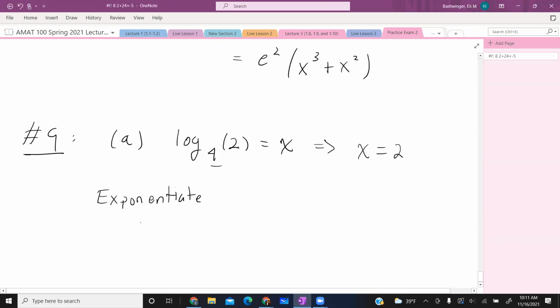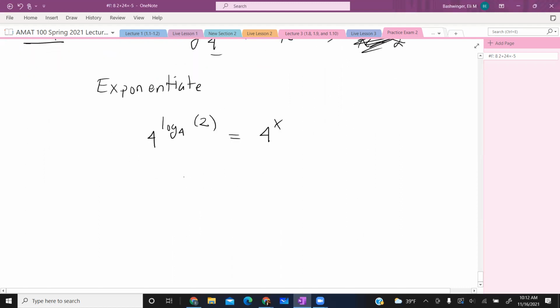So if you exponentiate both sides, you want to raise everything to the fourth power. You get this. And then you have 4 to the x. And then, oh wait, this is not right, actually. That's nonsense. Well, let's just exponentiate it, and then I'll remember the definition. So 4 and the log base 4 cancel, and you get 2 is equal to 4x. And then you can, I guess, write it like this.